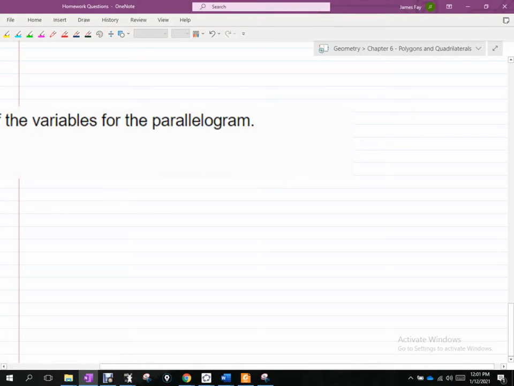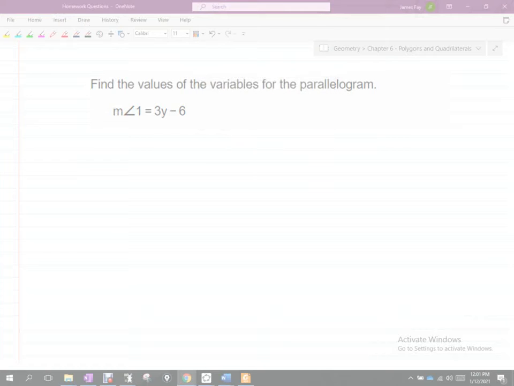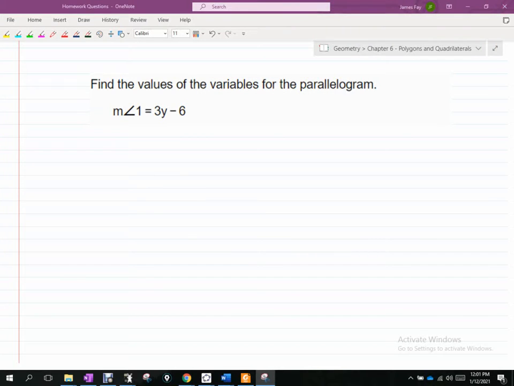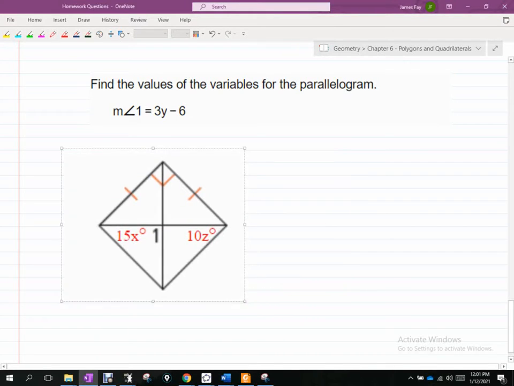So my number 10 says find the values of the variables for the parallelogram. And then the parallelogram that they give us is this thing here. I'll give you questions like this. I might give you questions that are exactly like this, but there's also going to be questions that just give you that picture and ask you to classify that parallelogram.